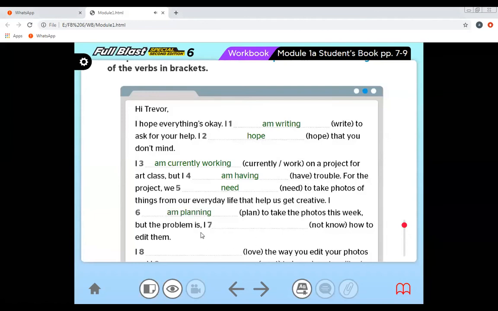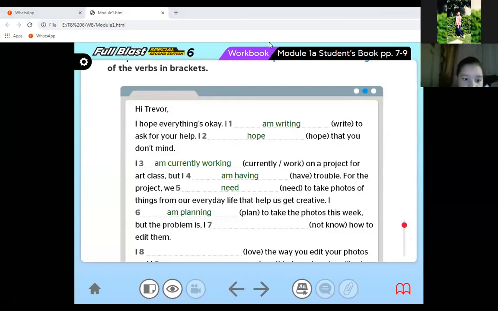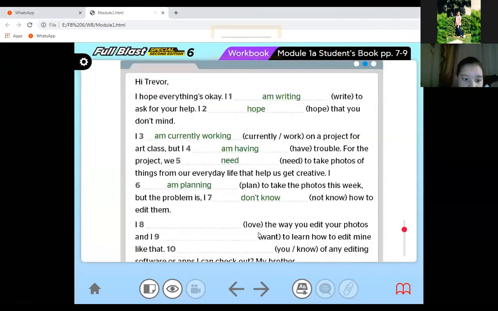Well done. Number 7: I do not know how to edit them. It's a stative verb. Stative verb. It cannot come in continuous form. It doesn't give you the meaning of action. Judy Khalid. What's your answer? I don't know. Perfect. Don't know. Well done. Number 7: I love the way you edit your photos.